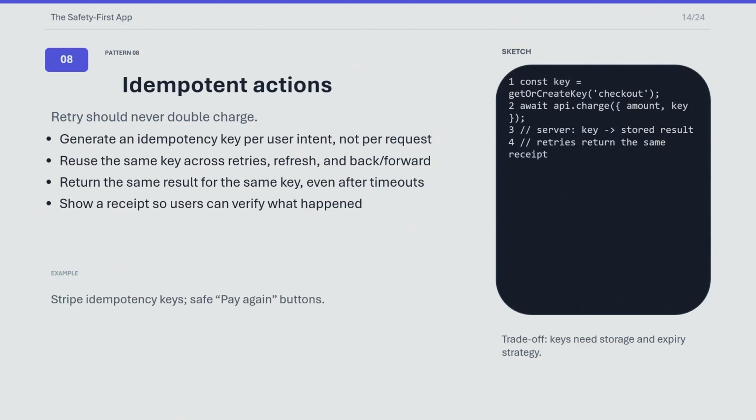The trade-off of that, however, is that we need storage for the keys and an expiry strategy. So that's another key consideration. But if that means a better user experience and fewer complaints, then it's better time saved, I think. Especially when you consider that if you double charge someone, you have to work through the whole refund process again. And for instance, Stripe is a good example of having idempotency keys, essentially making pay-again buttons safe.